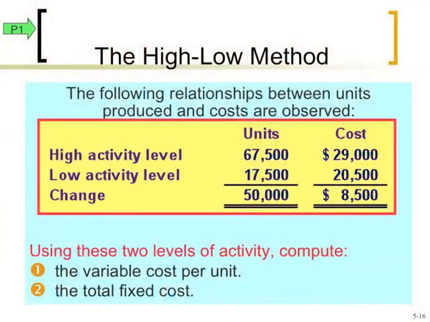If we go to slide 16, the second is called the high-low method, where we take our high activity level and our lowest activity level, again keeping in mind our definitional parameters. Here we had 17,500 units as the low point, 67,500 units as the high point. The change was 50,000.